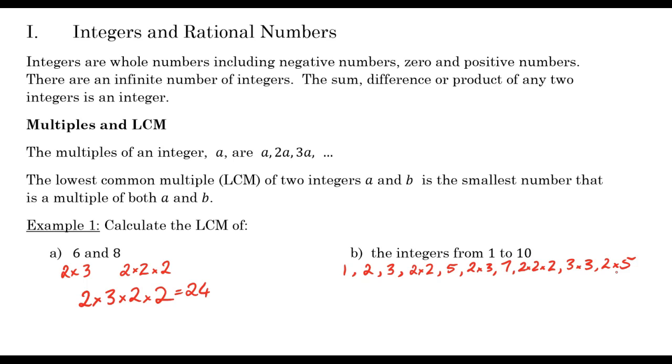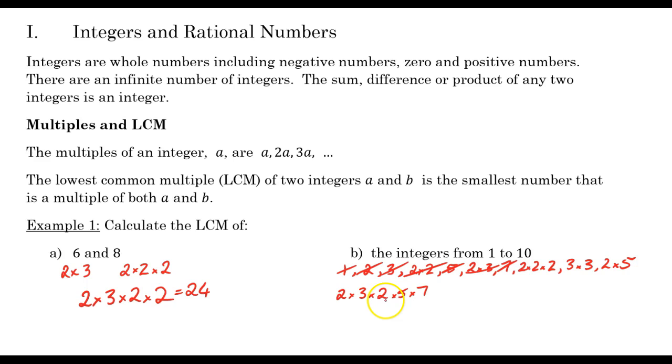So I need a 1, but the 1's always there, so we'll leave 1 out. I need a 2. I need a 3. Now 2 by 2: I've already got one 2 there, so I need another, and that's 4 taken care of. Now I need a 5. Now 6, a 2 and a 3 are already there, so that's good. I need a 7 in my list. Now 2 by 2 by 2.